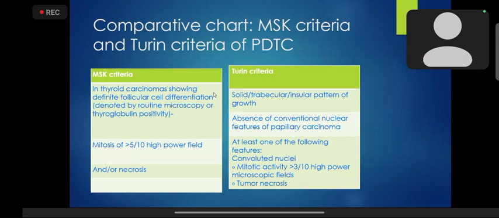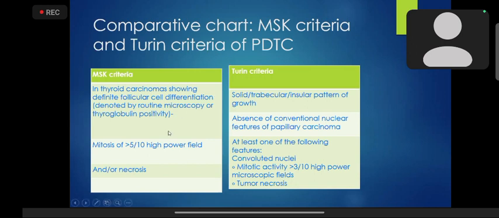So same as previously, what criteria have they taken for high grade differentiated thyroid cancer? This is the MSK criteria. Previously they were using both criteria to identify poorly differentiated thyroid cancer, but WHO 2017 and 2022 both used Turin criteria for diagnosing poorly differentiated thyroid cancer.